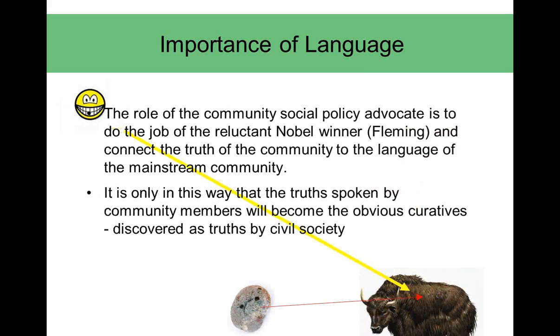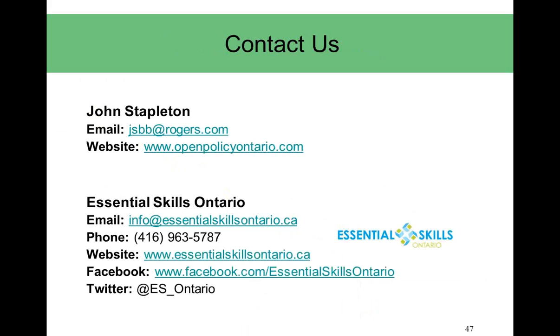So the role of the community social policy advocate, then, is to do the job of the reluctant Nobel winner, Fleming, and connect the truth of the community to the language of the mainstream community. And it's only in this way that the truth spoken by community members will become the obvious curatives and discovered as truths by civil society.